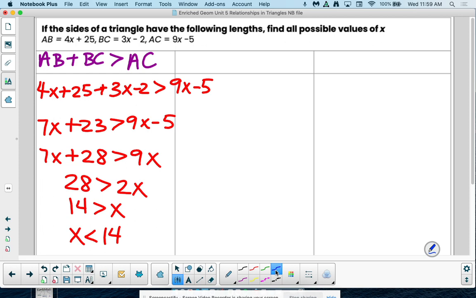What's another potential combination of our sides? Yep, Ben says AB plus AC is greater than BC. Is that right? Oh no, now it's the same thing. Plug in what we know, then solve.